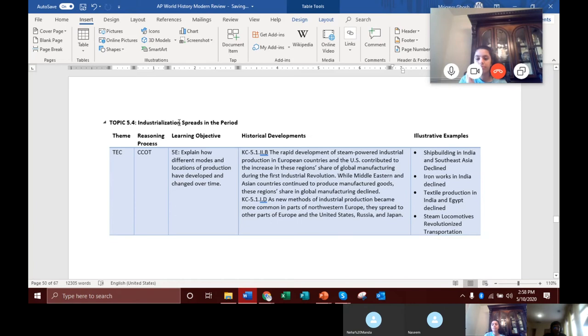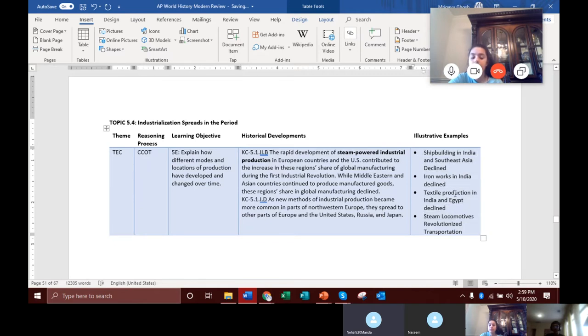All right. Industrialization spreads in the period. We're looking at steam-powered industrial production, and then we're talking about global manufacturing. Middle Eastern share declined as new methods became more common. They spread to other parts. So basically industrialization is diffusing. We have steam locomotives, steamships, shipbuilding in other areas. Asia declined while Europe developed, essentially.